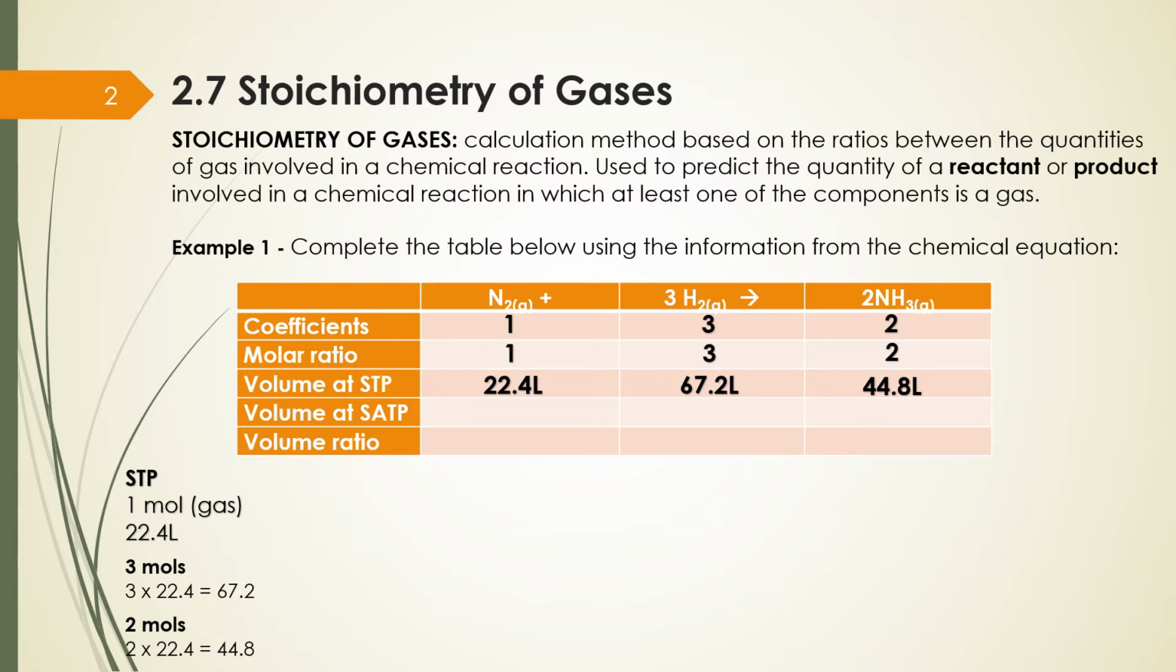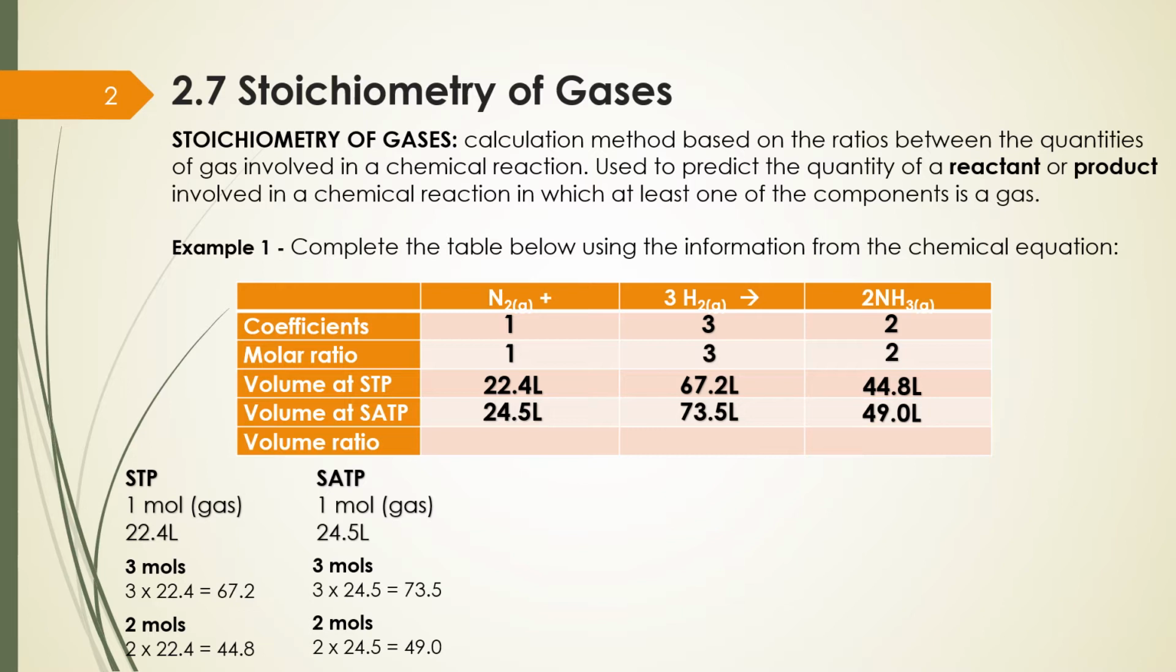Now let's do the same, but calculate for SATP. What's the volume of 1 mole at SATP? 24.5. So here I have 1 mole of N2, so how much volume? 24.5. How many liters for H2 at SATP? 3 times 24.5, so I have 73.5. And how many liters for NH3? I have 2 moles, 2 times 24.5, so I have 49 liters, okay?